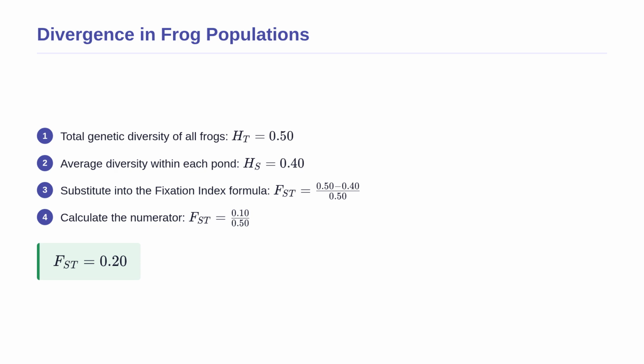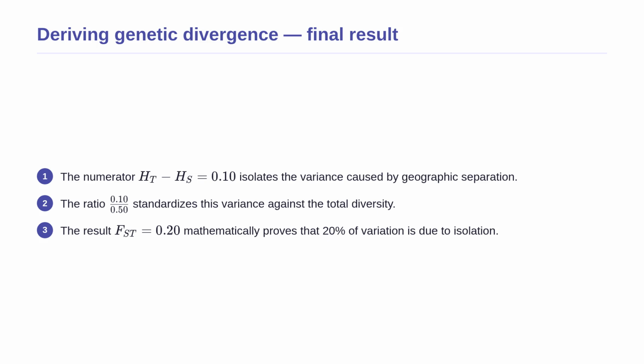Now that we have calculated the index, let us prove what this actually means for the frogs. The numerator we found, 0.10, is crucial. It represents the amount of genetic variation that is due strictly to the differences between the two ponds, rather than within them. By dividing it by the total diversity, we standardize the ratio.